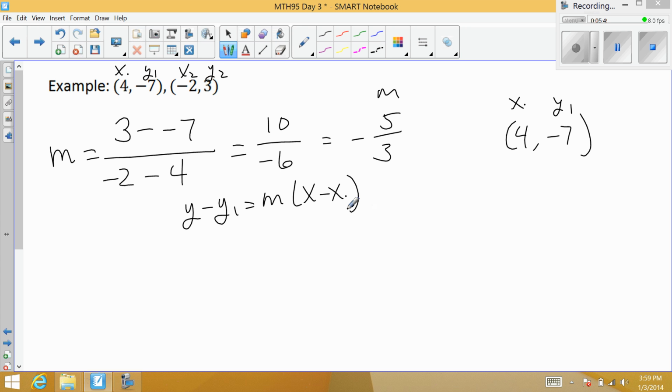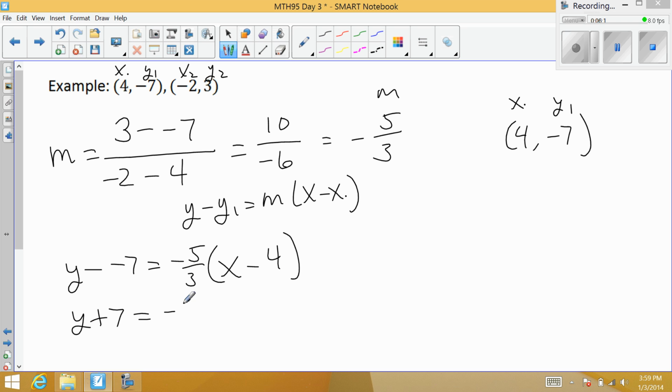A good way to memorize a formula is simply by writing it out a lot of times as you're doing your homework. So every time you use your formula, go ahead and write it out. And let's see, x1 was our 4. So simplifying, we've got y plus 7. Negative 5/3 times x is simply negative 5/3 times x.